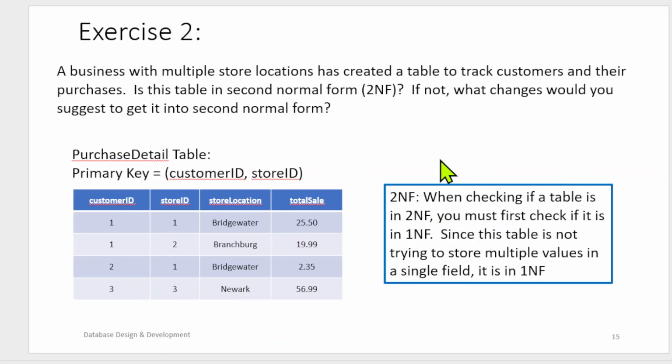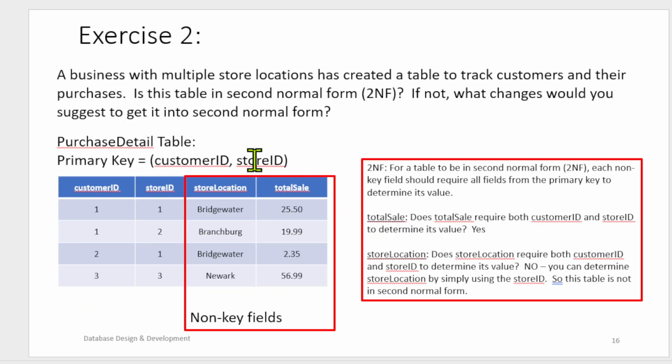When checking whether a table is in second normal form, you must first check if it's in first normal form. Since the table is not trying to store multiple values, it is in first normal form. So we've met that requirement. We are 1NF, we're good. For the table to be in second normal form, each non-key field should require all fields from the primary key to determine its value.